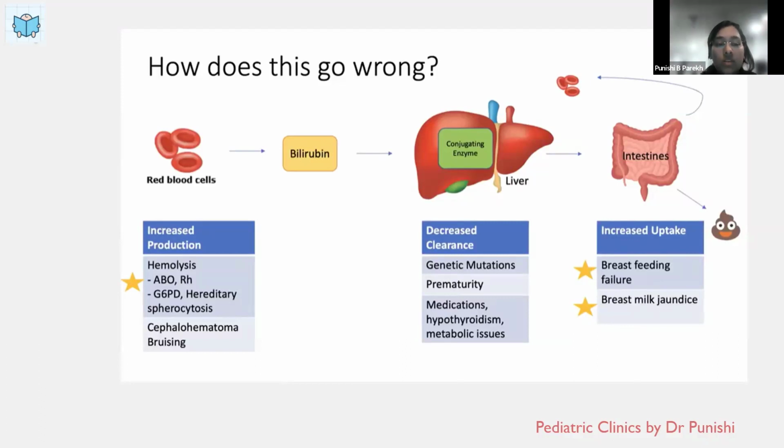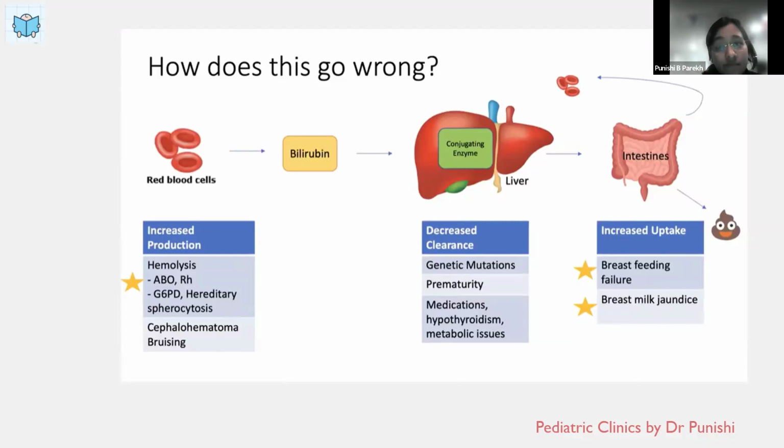So these are the two types of jaundice which have similar names, breast milk and breastfeeding jaundice, but they're completely different and they're pretty common. We'll discuss this later. But just to keep in mind, both of these cause hyperbilirubinemia because of increased enterohepatic circulation. So I hope these concepts are clear.